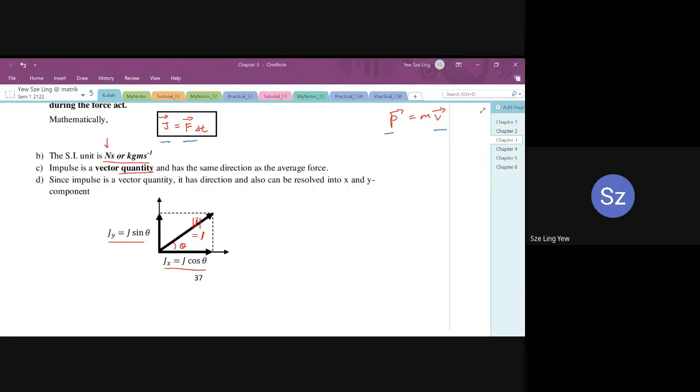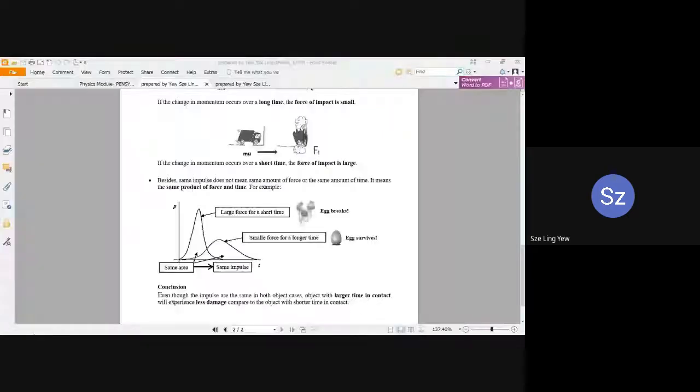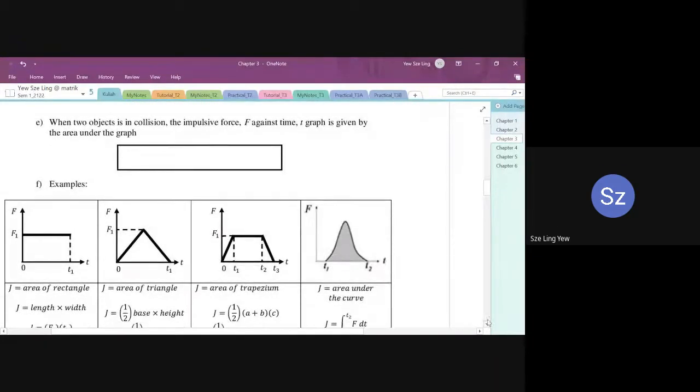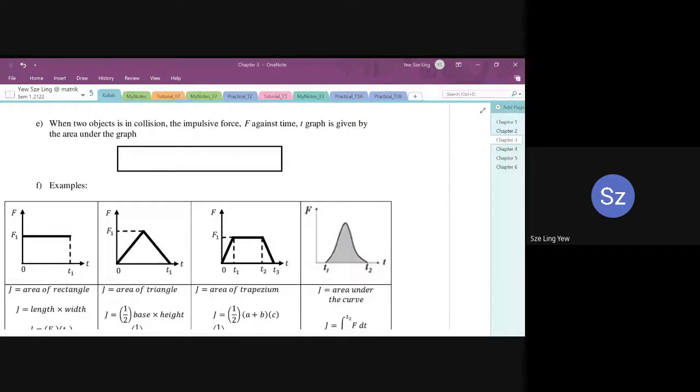All right, so next we have, okay, now this sentence I think is a bit weird. Okay, E is a bit weird. It says when two objects are in collision, the impulsive force against time is given by the area under the graph. The impulsive force. This sentence is a bit weird. Why? Because actually what it wants to tell you is J equals area under the graph, when the objects collide.